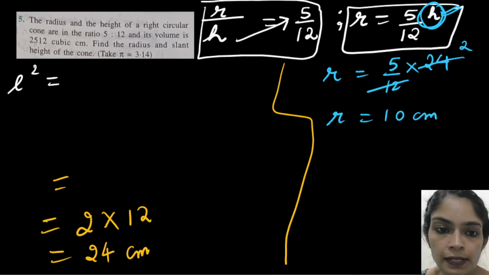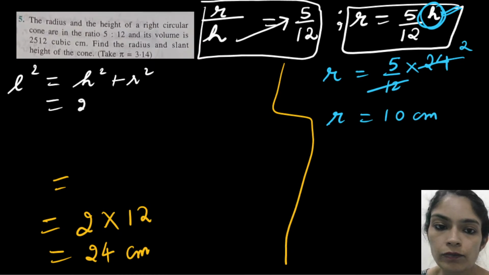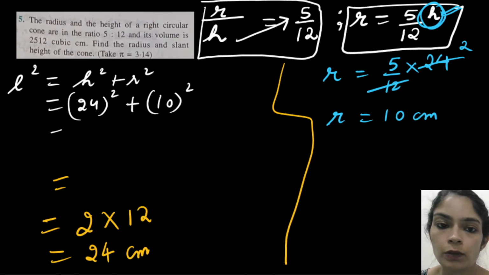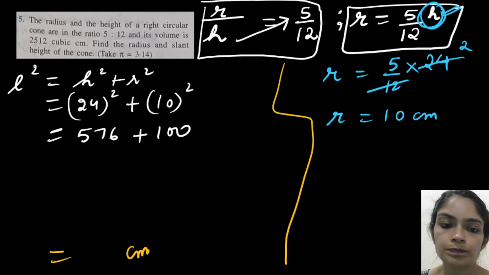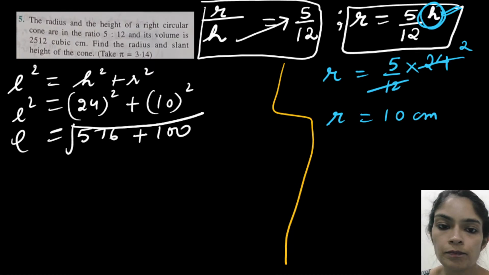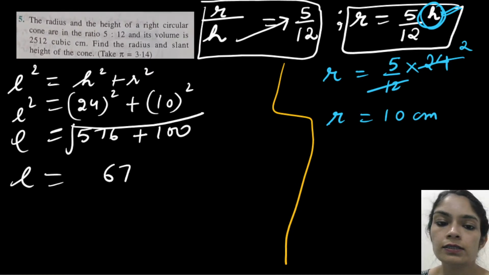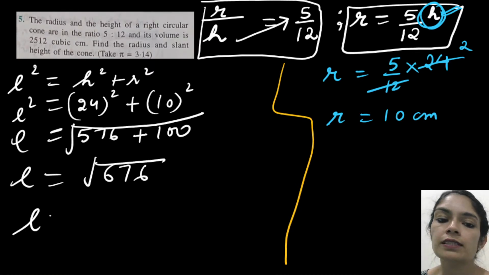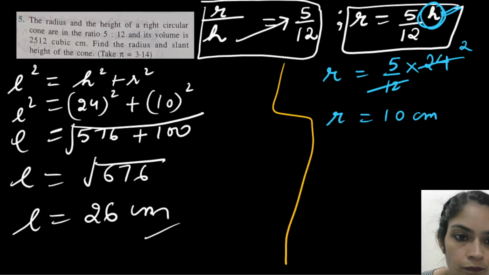So slant height's formula is L square is equal to h square plus r square. H is 24, so 24 square plus r's value is 10 square. 24 square is 576. 10 square is 100. So this is L square. Let's shift the square to the other side. It will become square root. So L is equal to square root of 676, which is 26 centimeter.